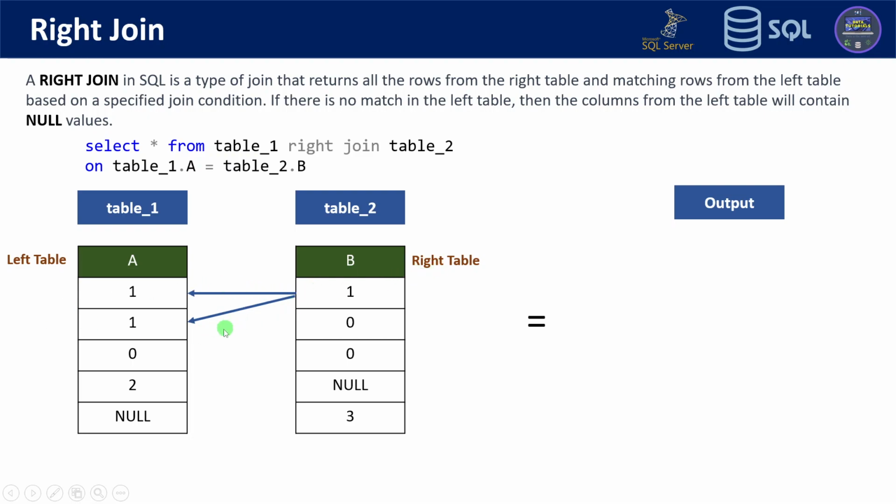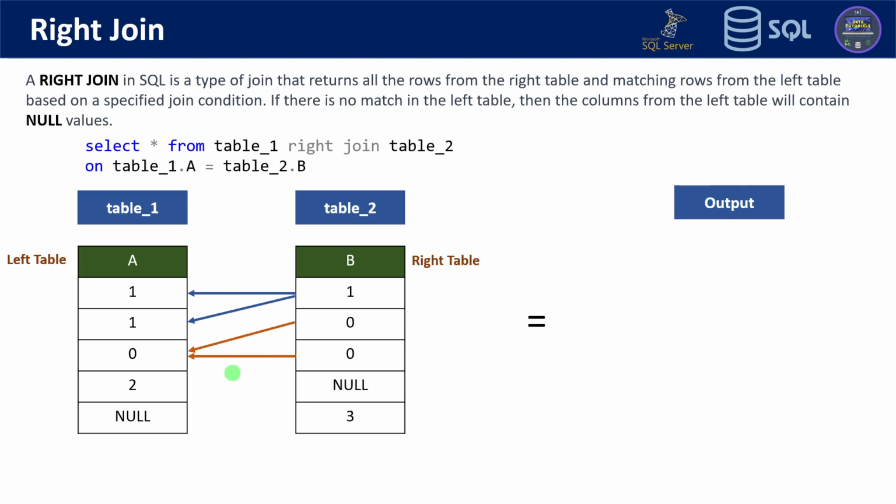We are moving from right to left because this table is important for us. You can see the direction of the arrow. So this one will be connected to these two rows because there are two rows for one in the left table. So it has a matching value. Again, when we go ahead, these two zeros will be connected to this one particular zero. So we will be getting these four rows, which is common in all the joins.